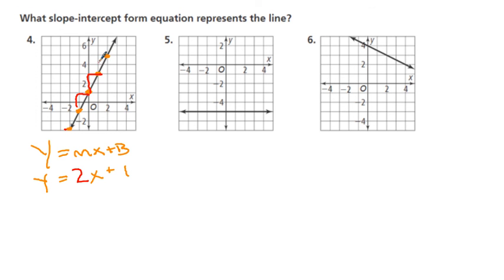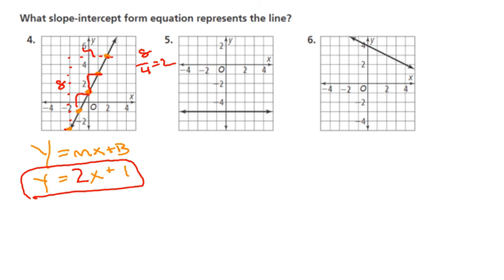If I pick this point and this point, it's going up 1, 2, 3, 4, 5, 6, 7, 8 over 1, 2, 3, 4. 8 over 4 for rise over run is still 2 when I simplify it. So it doesn't matter what 2 points you pick on the line. So here's my final equation.